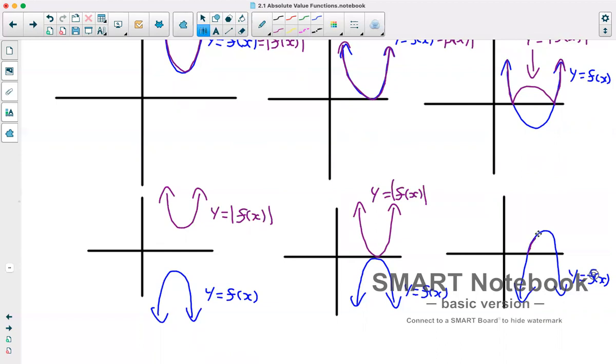This one, our y values in this middle section are positive, so they'll stay the same, and then we'll have something like this. So what you'll notice is if you have two places where it crosses our x-axis, two x-intercepts, we get the W shape. Otherwise, it's still going to look like a parabola, and it'll have to be a parabola opening upwards.